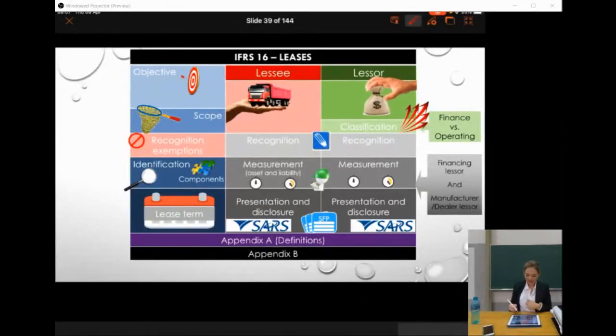So we have now looked at the tax treatment for the lessee. What we are going to look at now is the subsequent measurement, some specific issues with regard to the subsequent measurement.